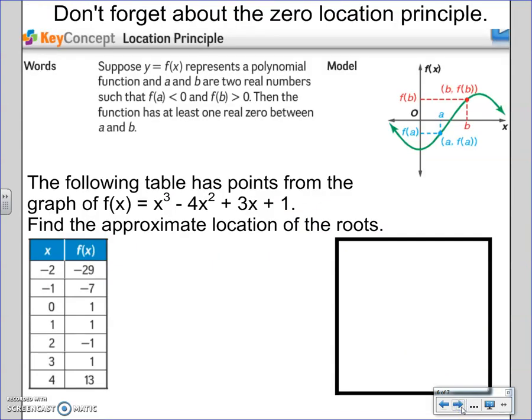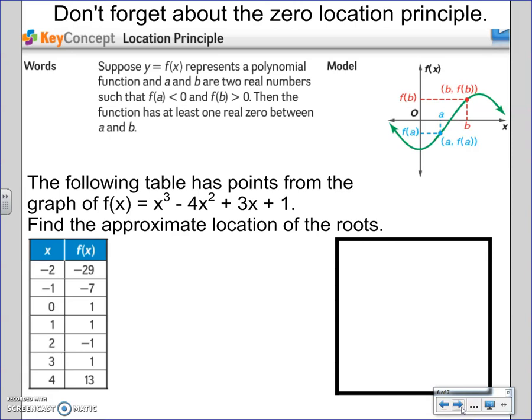Alright, 2 more slides. Don't forget about the zero location principle. Remember, the idea is if you have points but not the exact x-intercept, you can kind of figure out where the x-intercept is because 0 separates positive and negative numbers, or reverse that too. 0 separates negative and positive numbers. So remember, the idea is the y sign change. Find where the y value changes from positive to negative, or vice versa, from negative to positive.